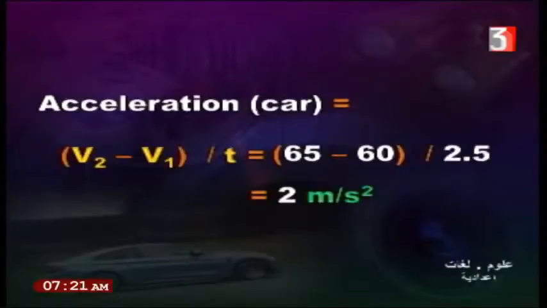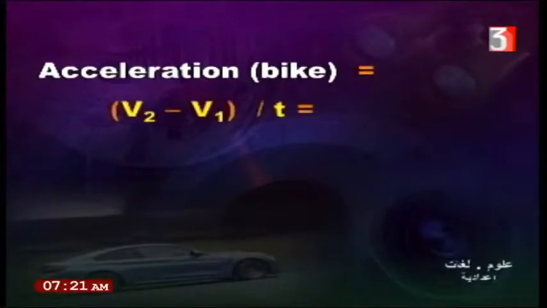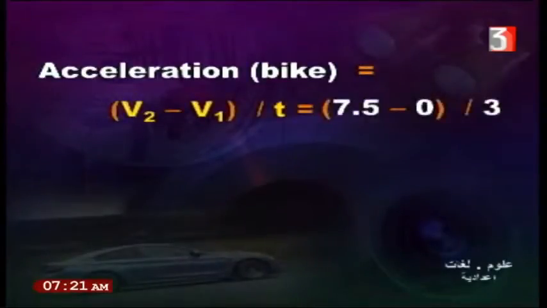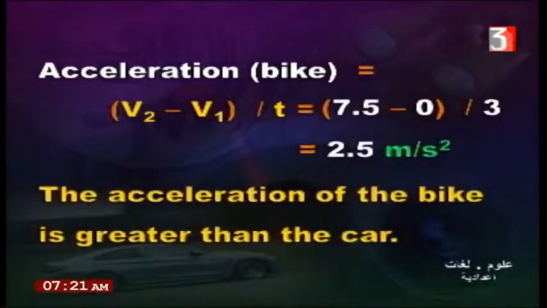So what about the acceleration of the bike? Let's calculate it. Acceleration of the bike, v2 minus v1 over time. So 7.5 minus 0, because of course it starts its motion from rest, so the initial speed equals 0, over time equal 3. So the acceleration is 2.5 meters per second squared. So here the acceleration of the bike is greater than the car.